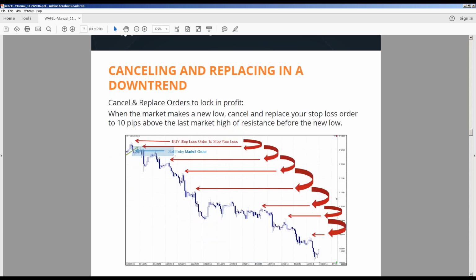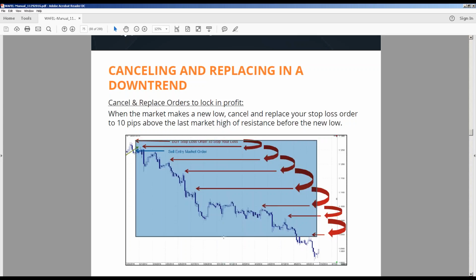So if I enter over here, my stop is above my entry. As the market moves down, makes lower lows and lower highs, I just keep on moving my stop to above the latest high of resistance. There. And as soon as the market then starts to make higher highs and higher lows, it will eventually stop me out, but then I would have locked in a whole lot of profit.